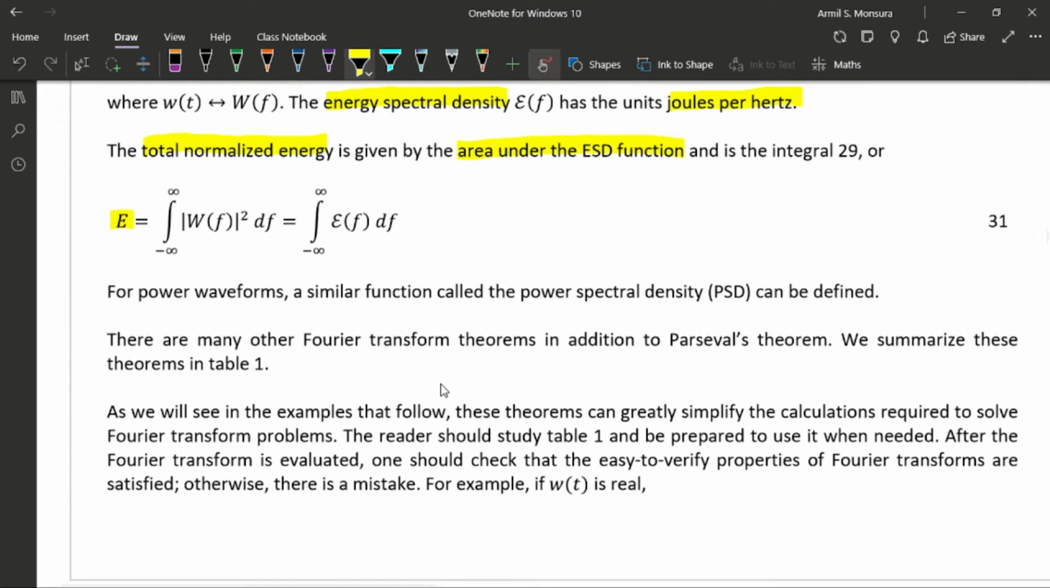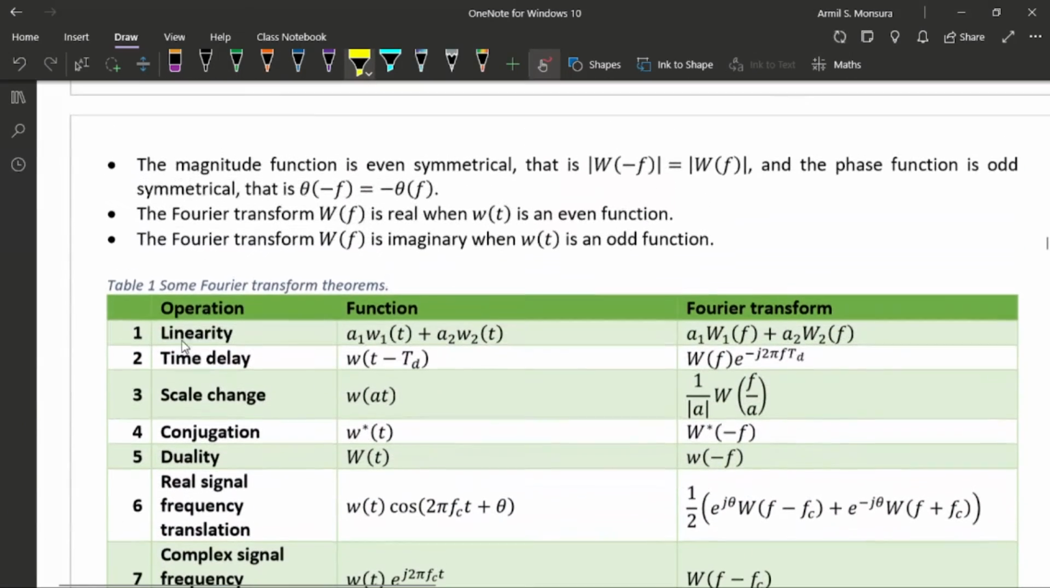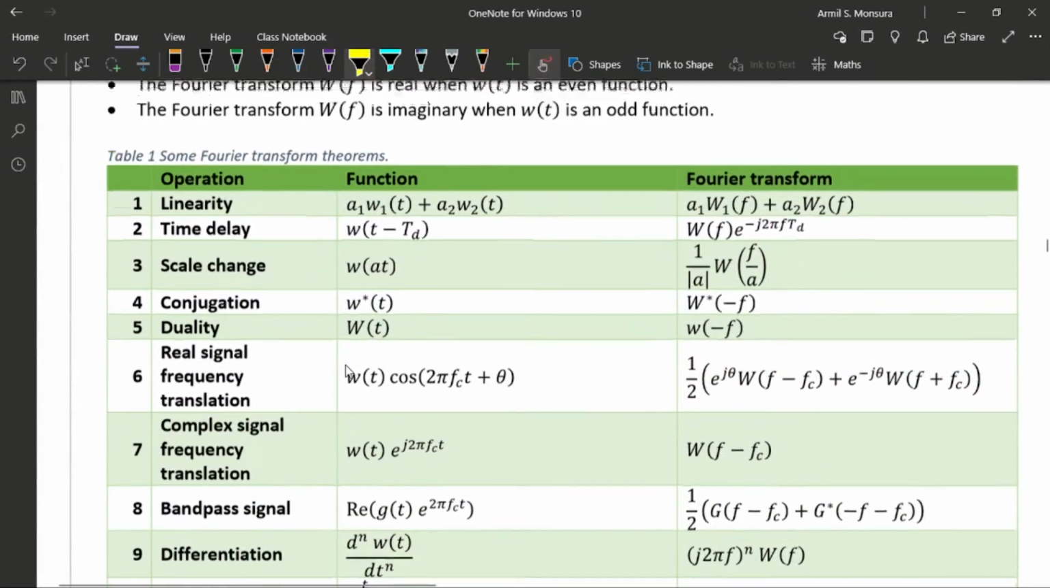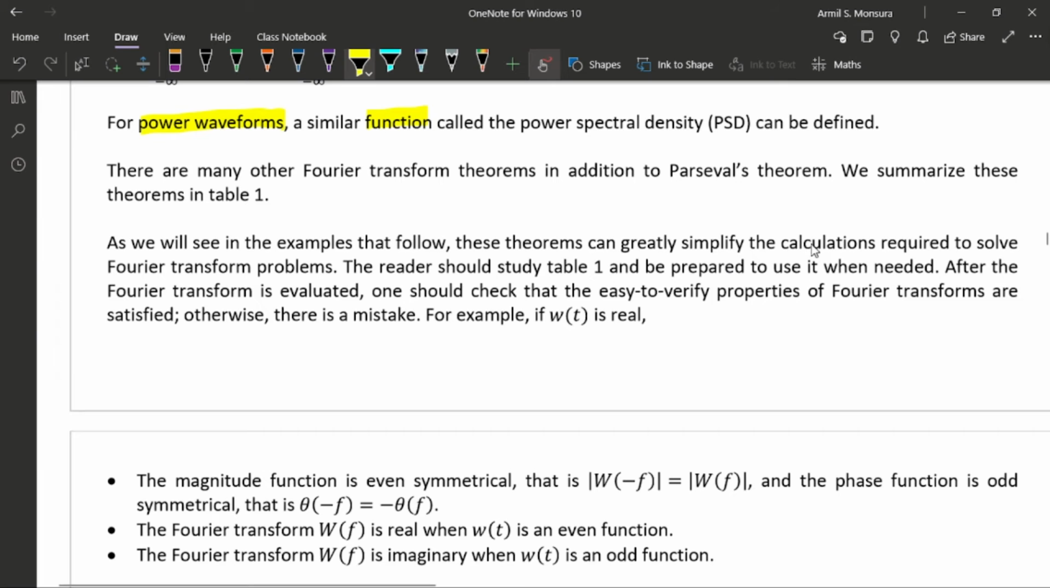We would be able to find a similar function for power waveforms, but we will have to suspend the discussion on that until we get to the discussion on Fourier series. There may be other Fourier transform theorems in addition to Parseval's theorem, and these theorems are summarized in table 1. This table summarizes the Fourier transform theorems or properties. As you will see in the examples that follow, these theorems can greatly simplify the calculations required to solve Fourier transform problems. You should be able to study table 1 and be prepared to use it when needed. After the Fourier transform is evaluated, one should check that the properties of the Fourier transform are satisfied. Otherwise, there is a mistake.